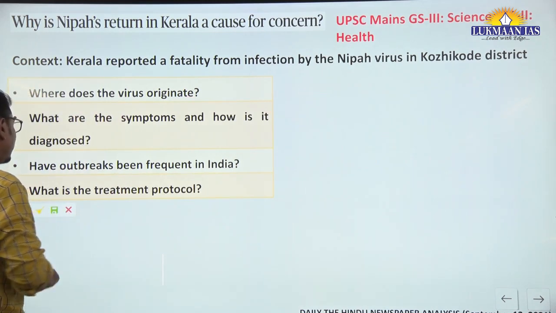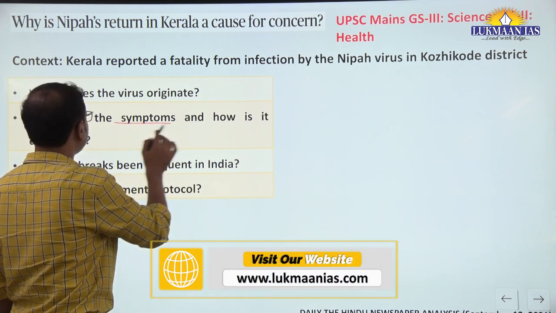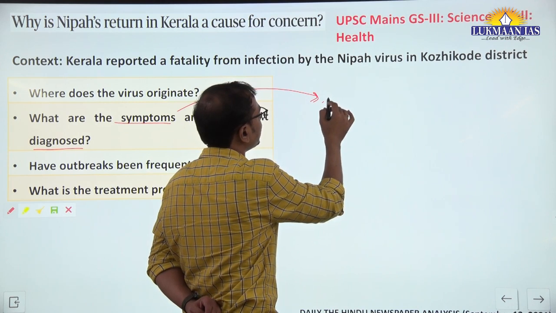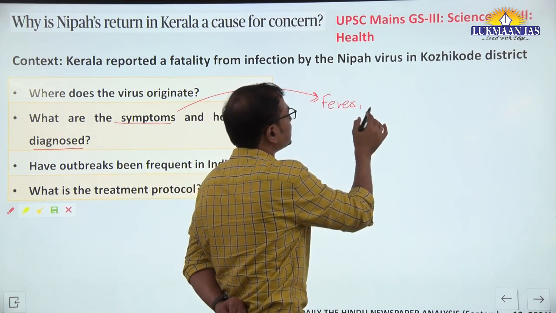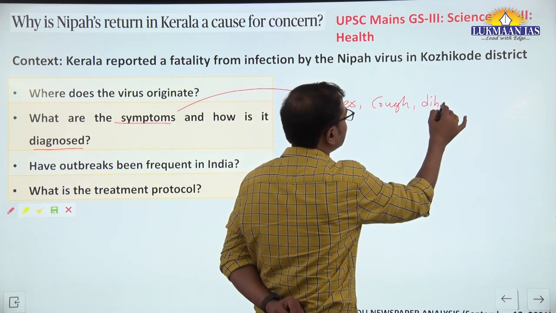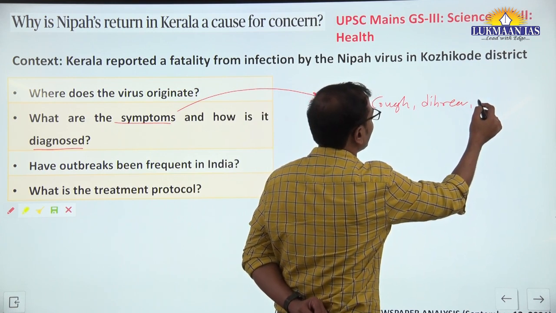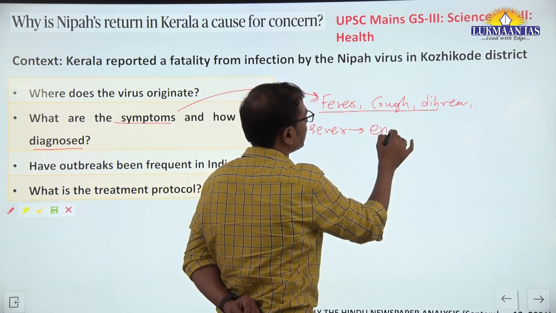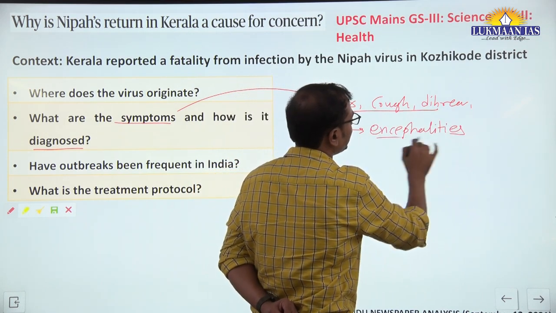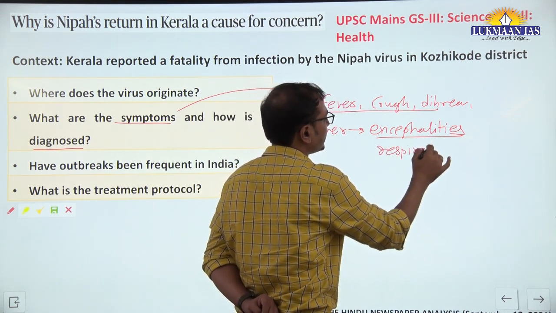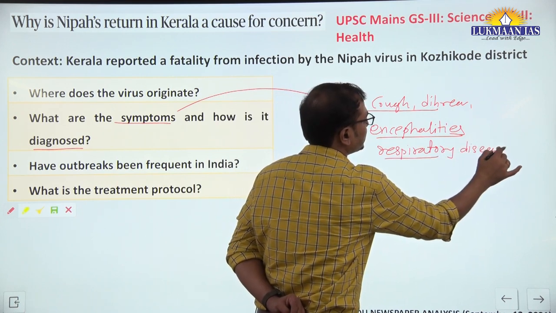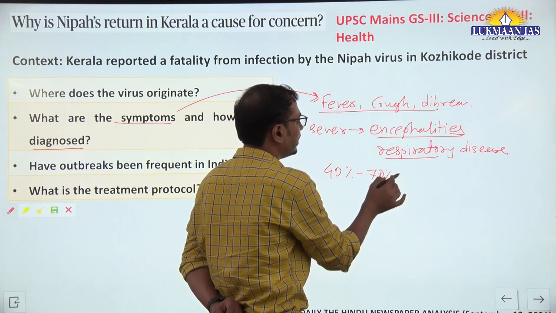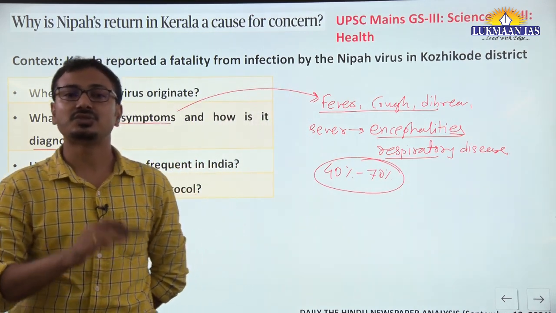Okay, now after understanding this origin, we have to understand the symptoms and how it is diagnosed. Symptoms are like common fever, flu symptoms, cough, diarrhea, muscle pain, nausea. However, these are the common symptoms, but the severe symptom is encephalitis, that is inflammation of the brain, and respiratory diseases. Because of that, there is a mortality rate of 40% to 70% among the infected.